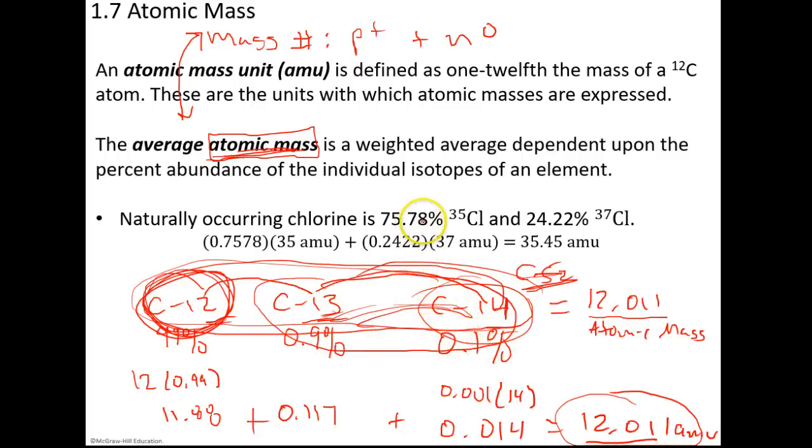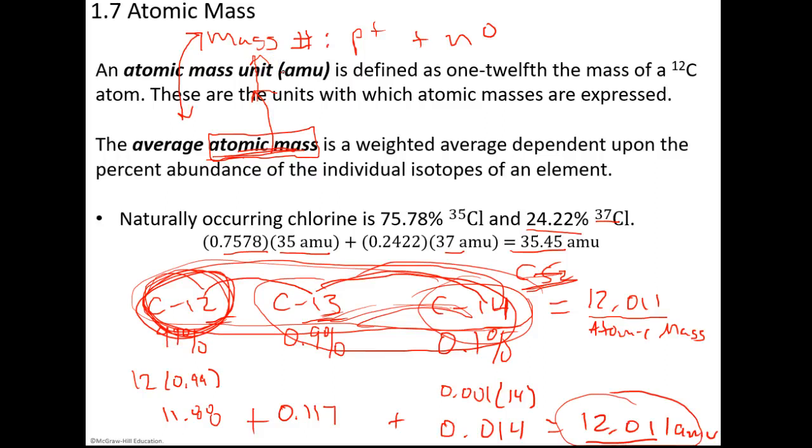Here's another example of chlorine. 75.78% of 35, so 35 times the 75.78%, plus 24.22% of 37, and you get roughly 35.45. It doesn't come out exact because I changed these numbers just a little bit to make it more obvious. So if you do this, you might get a different number, but this is basically what you're doing, and that's the atomic mass. Atomic mass is made up of the mass numbers.